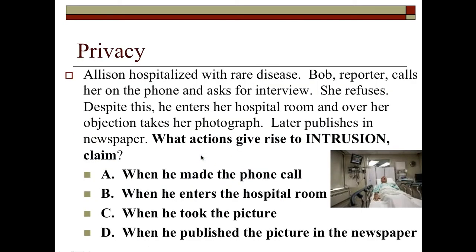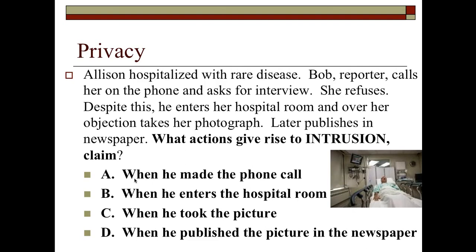An example would be if Alison is hospitalized and Bob the reporter calls, asks for an interview. When she refuses, he shows up in her room and then takes her photograph and then publishes it in the newspaper. When he first makes the call, this would not constitute intrusion. Although she might have a reasonable expectation of privacy, it has to be highly offensive to a reasonable person, and one call would not be highly offensive.